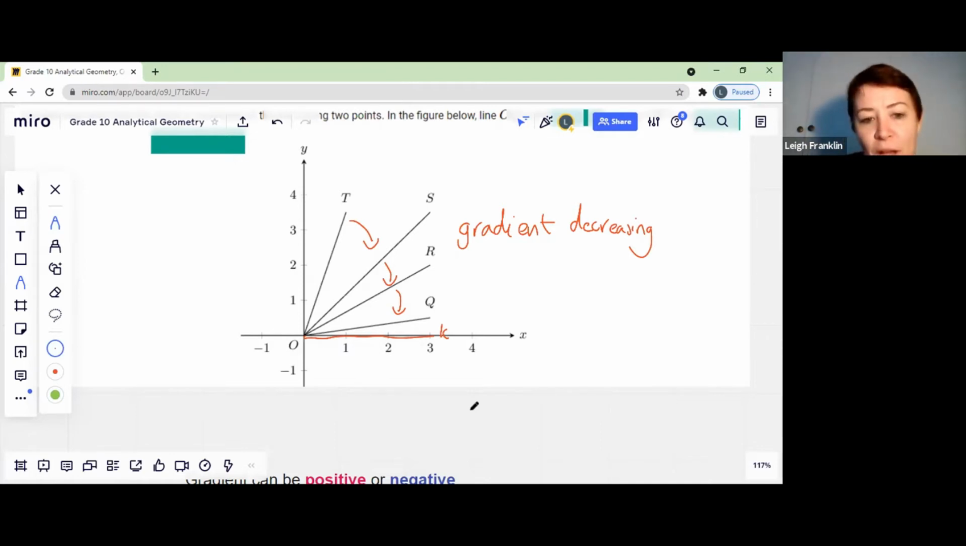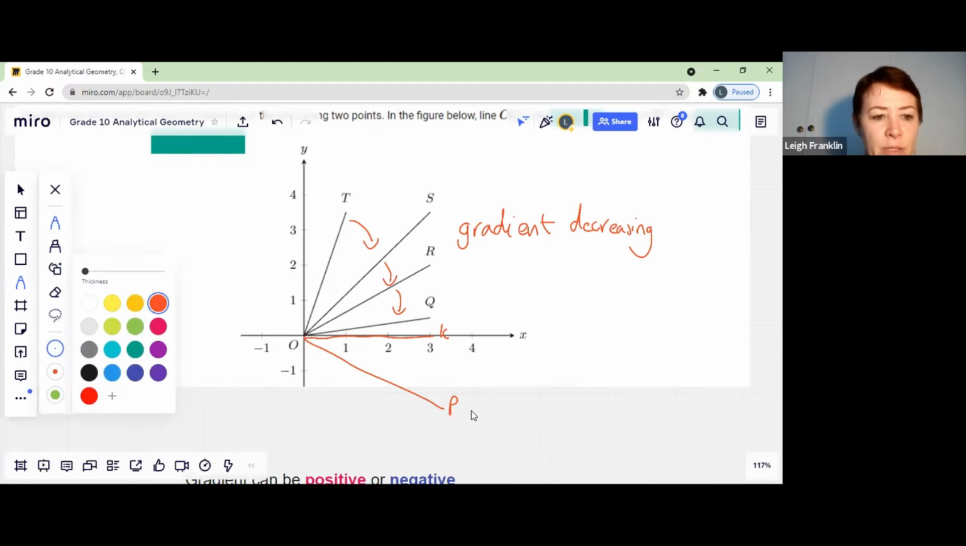Okay, so if I now draw another line down there, and now I say to you, okay, grade 10s, now you want to walk from O to P. Are you walking uphill? You're not, are you? You're now walking downhill. You're walking down from O to P. So any gradient that increases from left to right, like these ones over here, OT, OS, OR, those are all positive gradients. OP has a negative gradient.